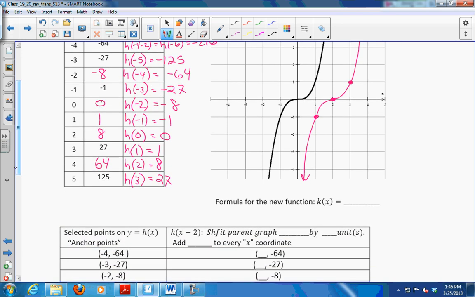So my new function, k of x, right? This is going to be k. We're just giving it a new name, plucked out of thin air, k. You can also just call it y equals. This relative was h of x minus 2. But h is the function that cubes things, right? So this ends up being x minus 2 cubed.